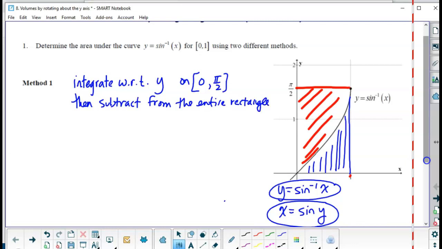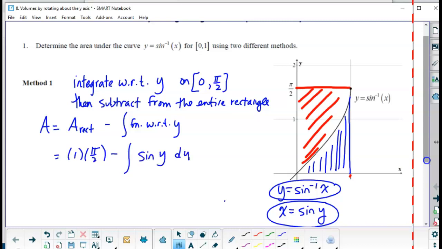Could be a different position. Well, I'll just leave it as rectangle. It really depends where your graph is located. Okay, so area. So the area of the rectangle minus the integral of the function with respect to y. Okay, so what's the area? It's 1 unit wide and pi over 2 high. Function with respect to y is sine of y dy, and that's an easy integration.